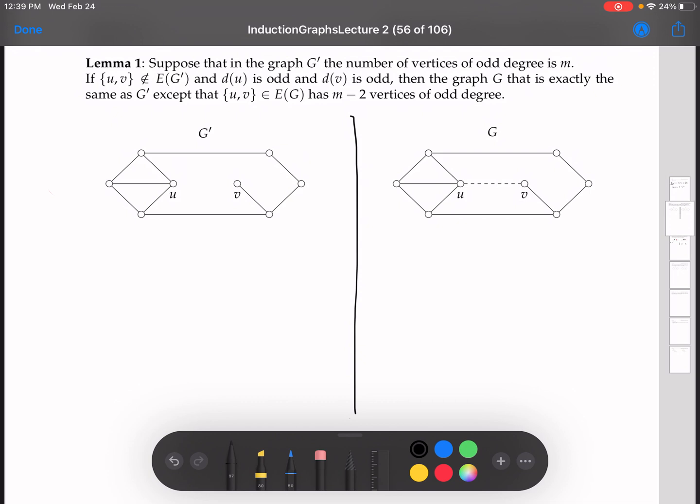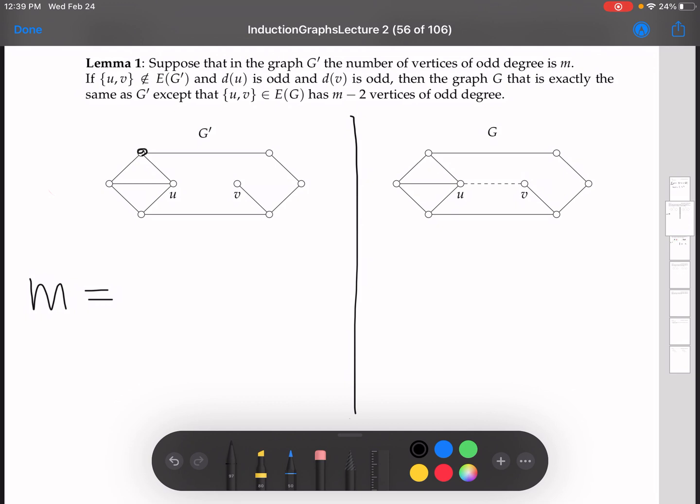Okay. So the first line in lemma 1 says, suppose that in the graph G prime, the number of vertices of odd degree is m. Okay, so m is the number of vertices of odd degree. So let's go through and count the number of odd degree vertices. The first step to doing that would be to just determine the degrees of each of the vertices.